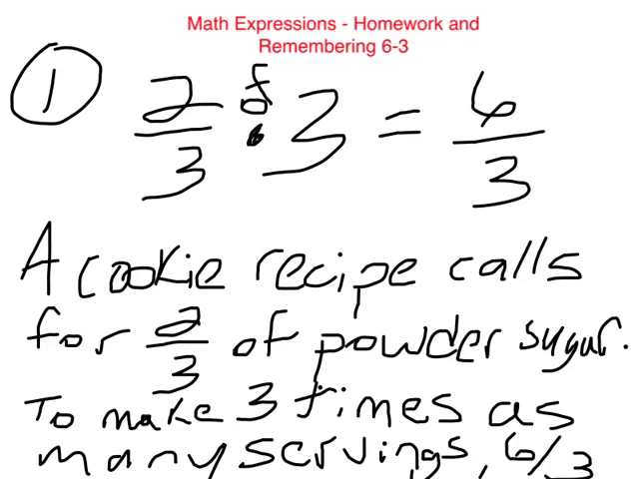Alright? And as I look back here, I should have had cups here. So 2/3 cup of powdered sugar. The word cup needs to be there too for our unit. That's important. So a cookie recipe calls for 2/3 cup of powdered sugar. To make 3 times as many servings, 6/3 cups of powdered sugar would be needed.